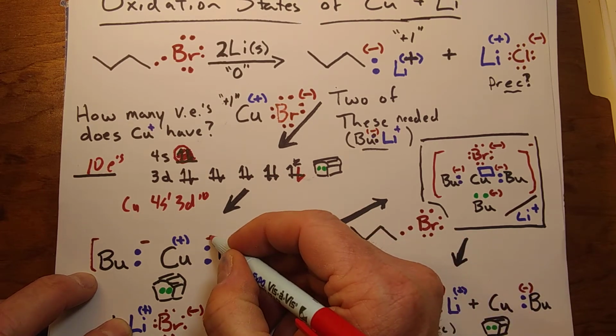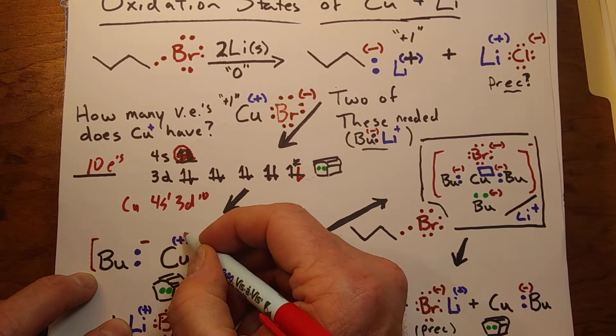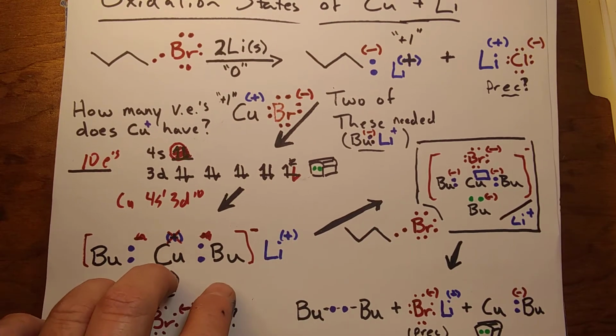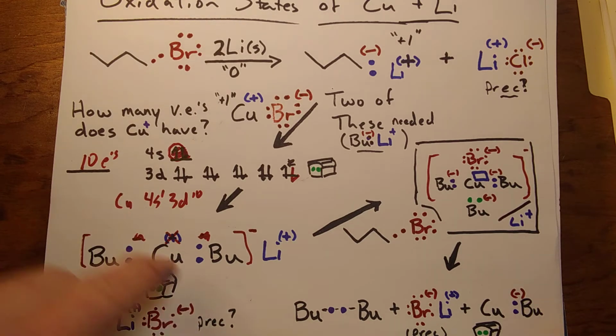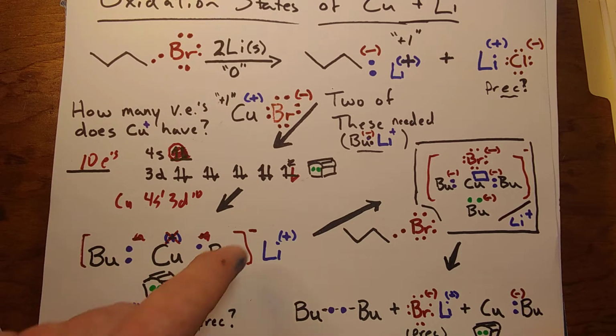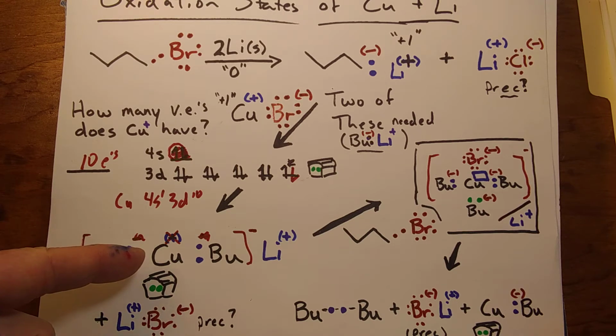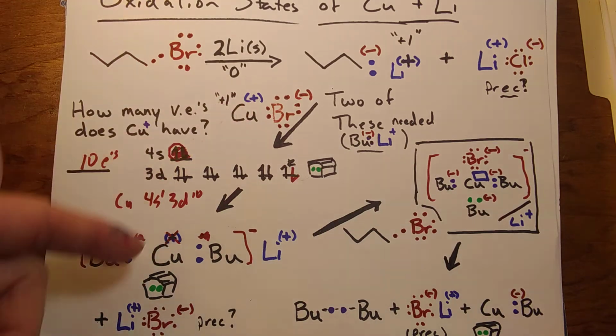So I don't want to confuse you. I'm going to get rid of these, or at least cross them out. And you'll sometimes see cuprates written with a little bracket. This whole thing has a negative charge, and it's coupled with a lithium positive charge. All right, so the oxidation state of the copper did not change from here to here.